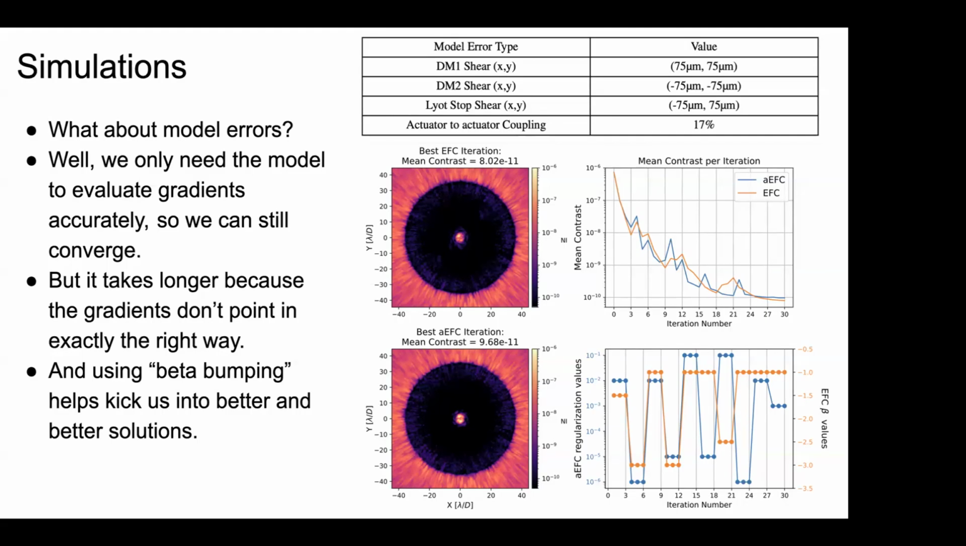So yeah, the thing is, it takes longer to converge because the gradients don't point in exactly the right way you want them to, because of the model error. So you can still converge, but it takes more iterations. And you also have to use this beta bumping technique, which is changing the regularization term every now and then in order to kick us out of a local minimum solution and then reconverge down to a better solution. So that's the point of beta bumping.